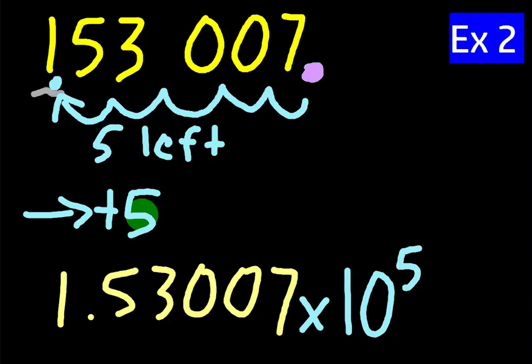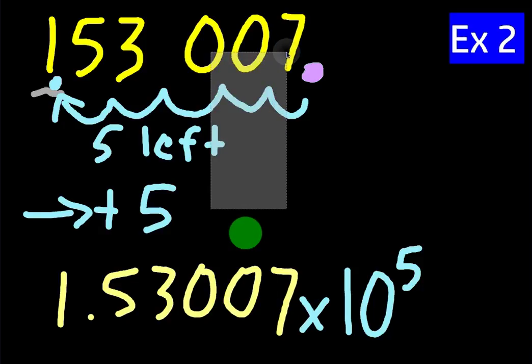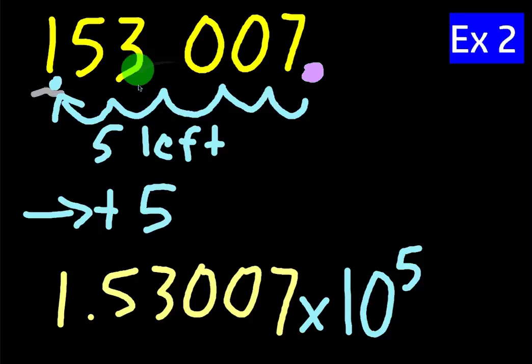Now I really didn't talk about this too much for the last example, but why is it the opposite? Well, if you convert this number back, you would simply move this decimal 5 units to the right. It tells you that it's a 5, so when you're converting back, you go the way you would think. You would move 5 to the right. So it would be 1, 2, 3, 4, 5, and then you'd have 153,007.